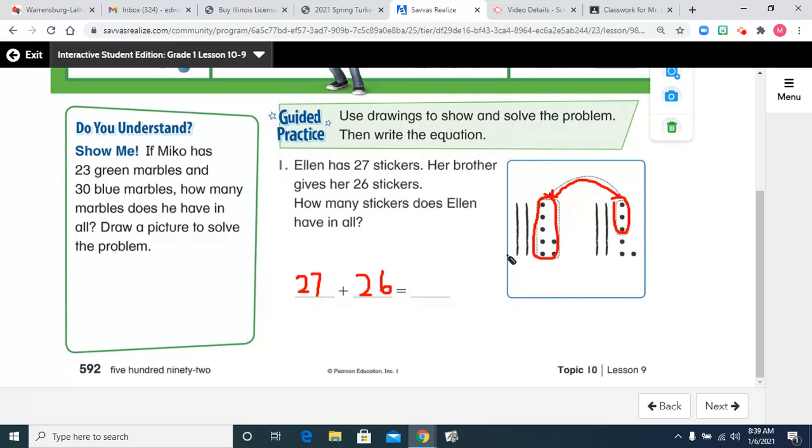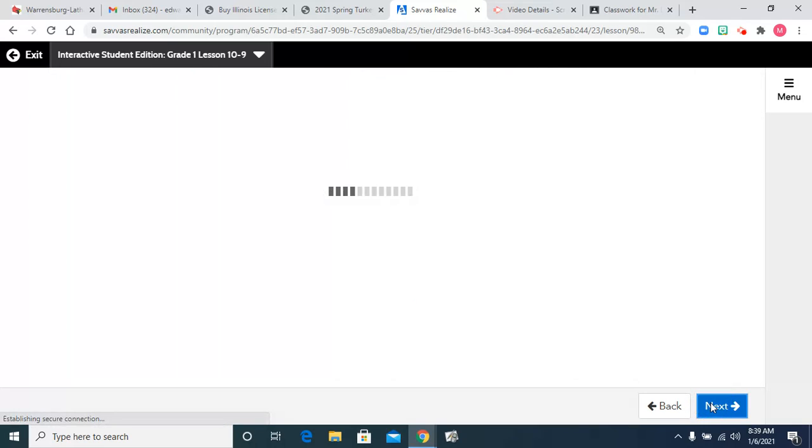Now all we have to do is count these up to figure out what 27 plus 26 is. Remember, start with the tens when you count. Okay, ready? Go. 10, 20, 30, 40. We know this is a 10, so this is 50. And then we'll count by ones. 51, 52, 53. So 27 plus 26 is 53. Okay, if you're good with that page, please look at the next page.